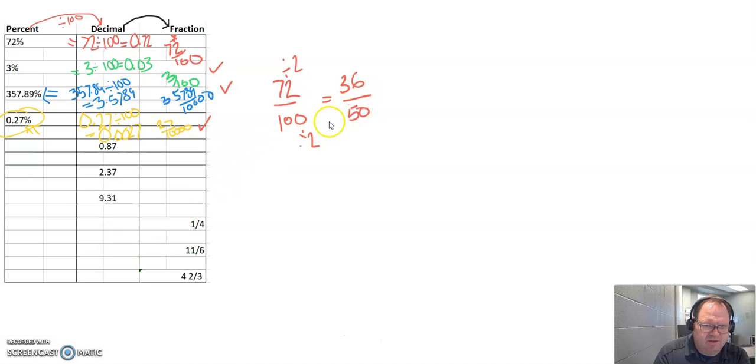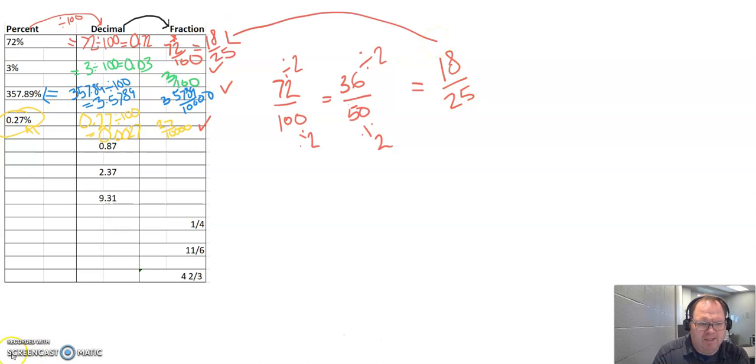Is there a number that goes nicely into 36 and into 50? Yes, the number's 2 again. So that gives us 18 over 25. And that is the fraction that we're going to write over here, because that is in lowest terms. So going from a decimal to a fraction is all about choosing the denominator.